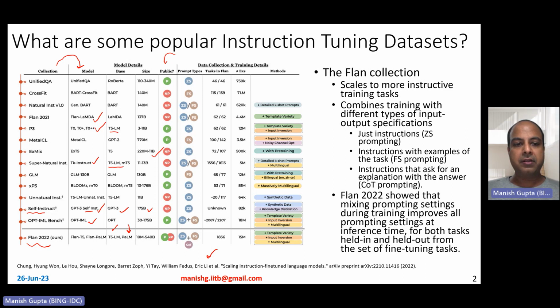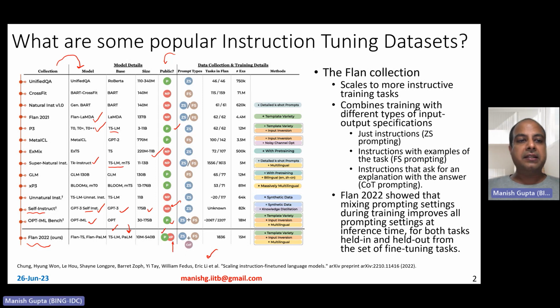So for example, of course, the GPT-3 self-instruct model is not publicly available, but then there is a T0 model, which is publicly available. There is also OPT IML models which are publicly available, and then there is Flan T5, which is publicly available, although Flan PaLM is not publicly available. Right.